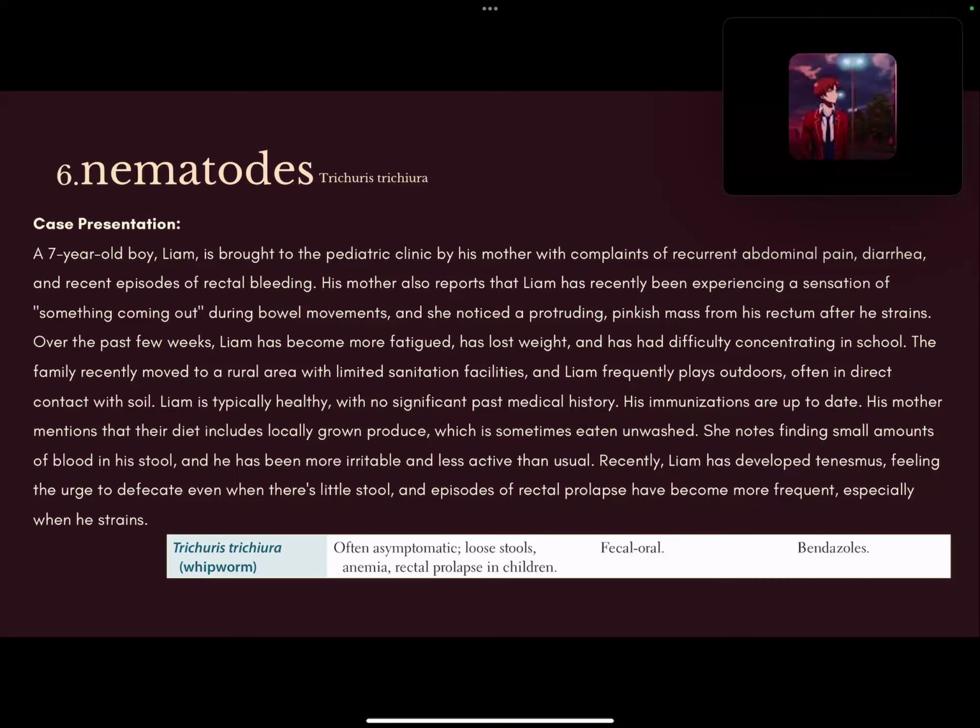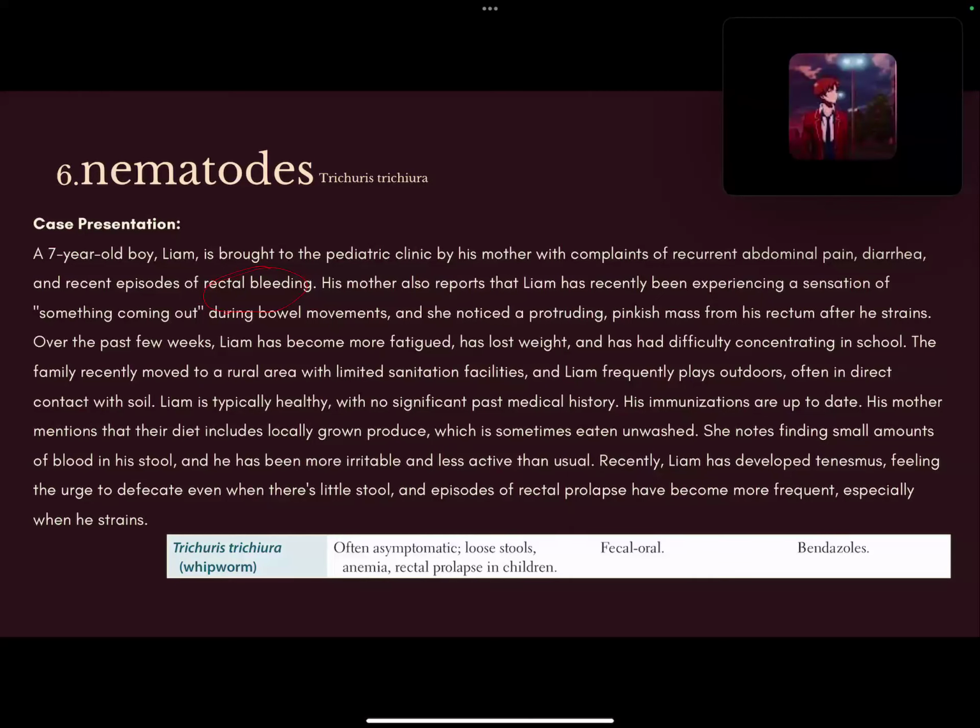Can I read? Yeah, sure. A 7-year-old boy, Liam, is brought to the pediatric clinic by his mother with complaints of recurrent abdominal pain, diarrhea, and recent episodes of rectal bleeding. Okay, so you tell me and I'll circle.